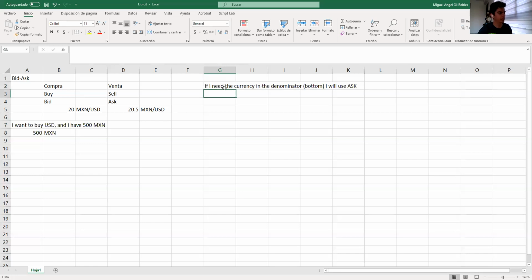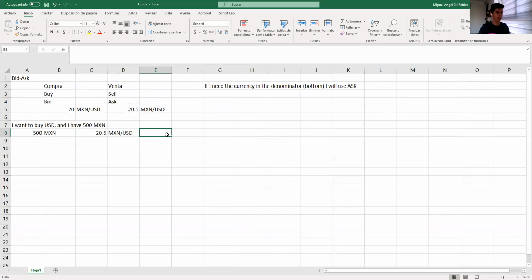Okay. So if I need to buy dollars, in this case, I will use ask. So that means that I will be using this one. Why? Because they are selling dollars and I am buying dollars. That means that I need to use ask, the expensive one. And then this, of course, is 20.5 pesos over dollar.